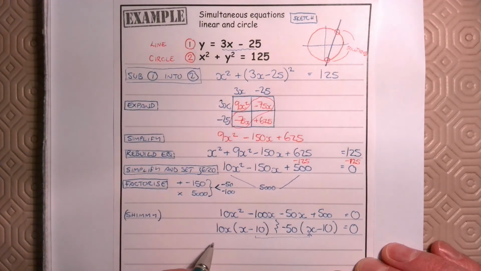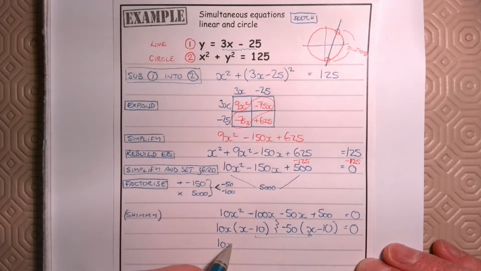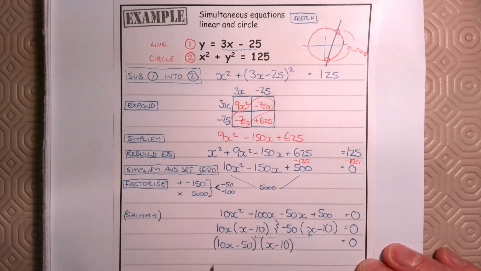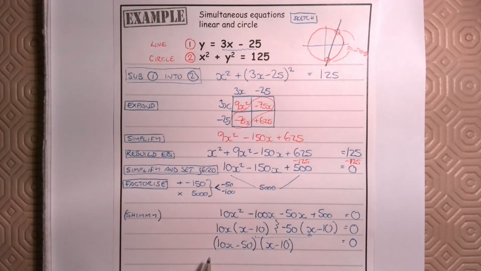Now I need to collect that all up. So I've got 10x minus 50 lots of x minus 10. So 10x minus 50 lots of x minus 10 still equals 0. So now we need to solve. So that means, of course, well, I want the answer to be 0. So if either of the brackets is 0, we are good. So that one's pretty simple.